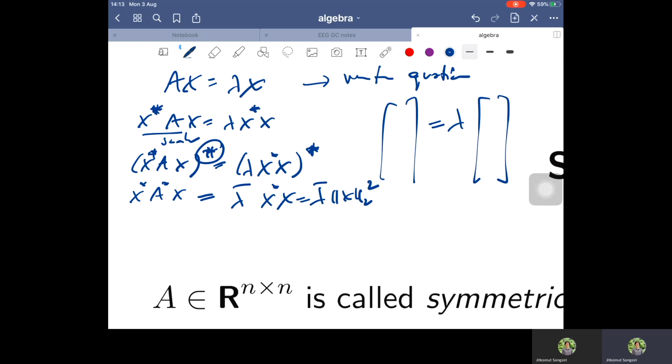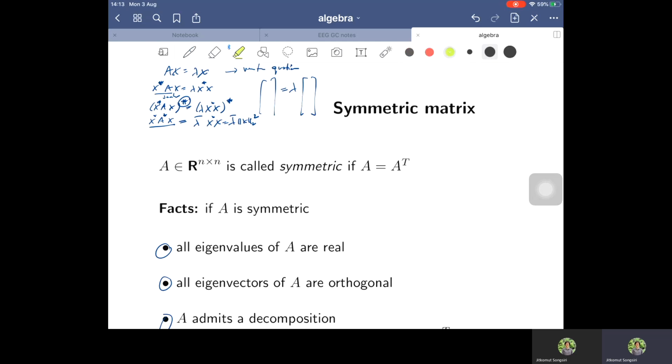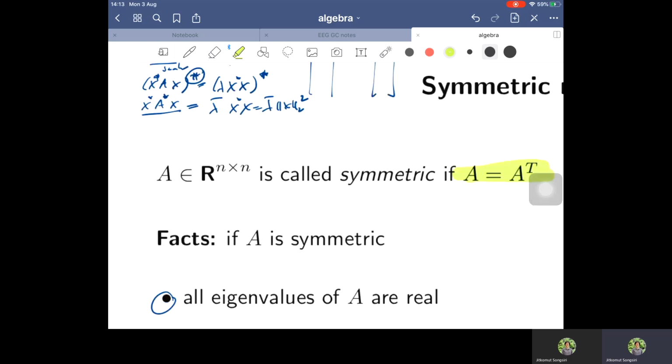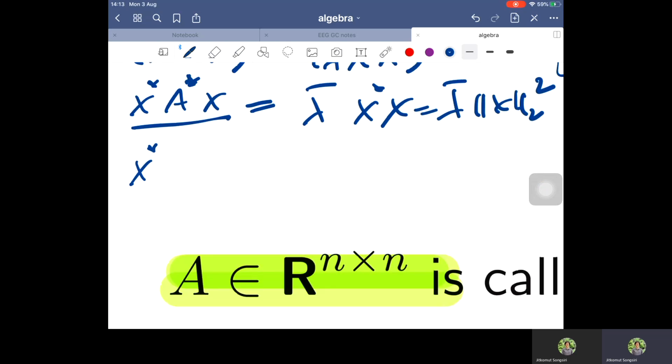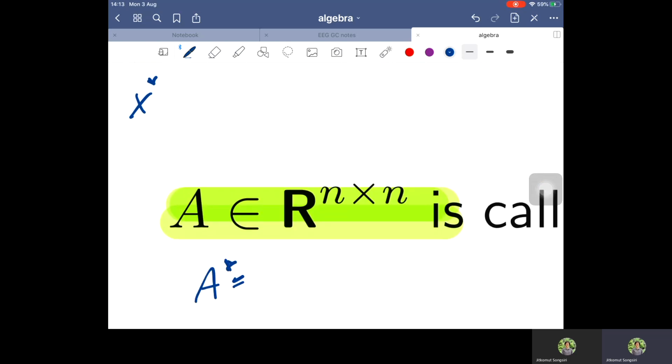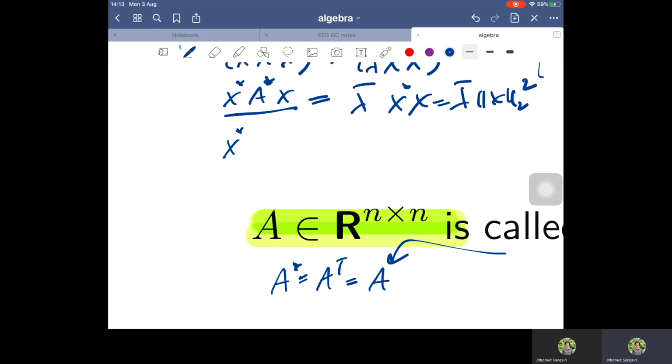Then from the next step, on the left hand side, what you get is x* A* x. Now we're going to use the fact that the matrix A here is symmetric. It is symmetric, and actually we are looking particularly at real matrices, which means A* equals A transpose and equals A. This is by assumption. So from here we get x* A x equals lambda bar norm of x squared.